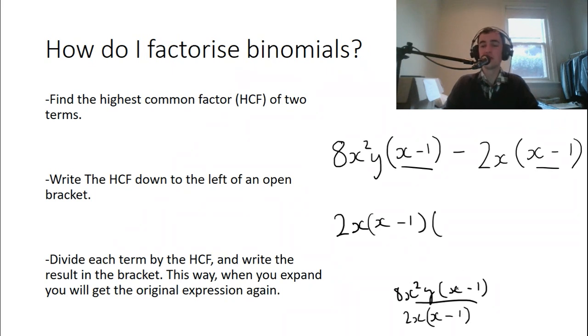Well, this is a very hard question. You can see that these two are going to cancel out. And then I've got 8x squared y divided by 2x. 8 divided by 2 is 4. x squared divided by x is x. And y, I've got a y as well.